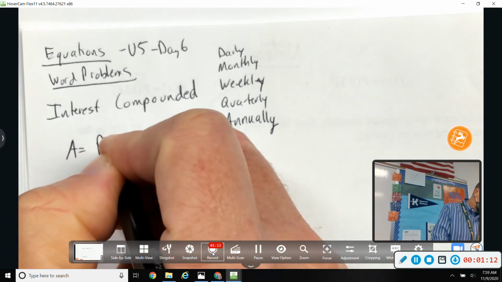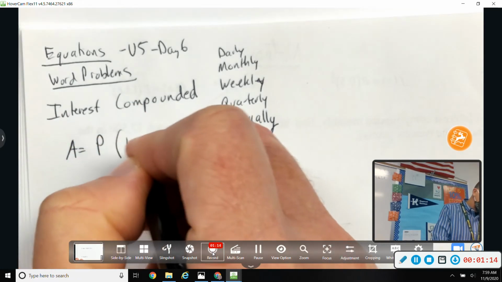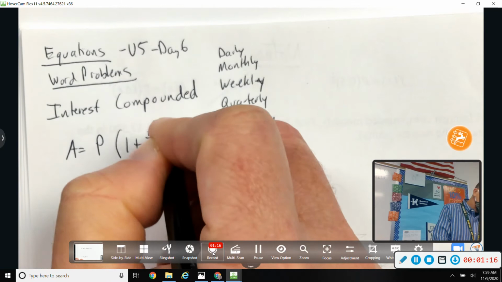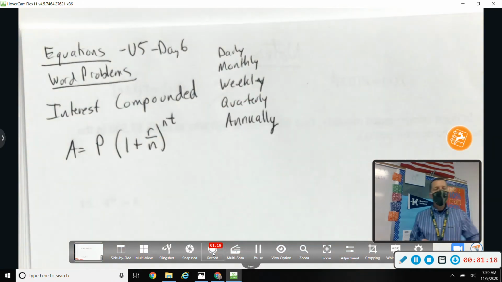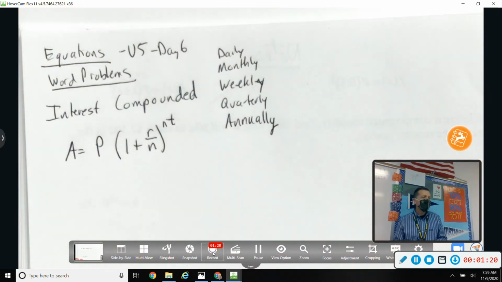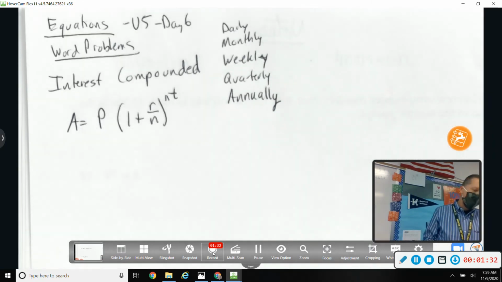A equals P times 1 plus R over N to the NT. Again, you will have your notes for the test. All the equations will be provided. So your job is to make sure you understand what all the variables stand for, and how to use them.